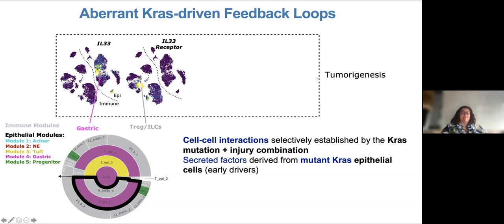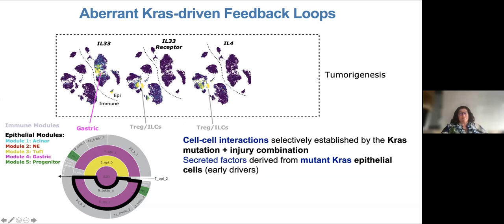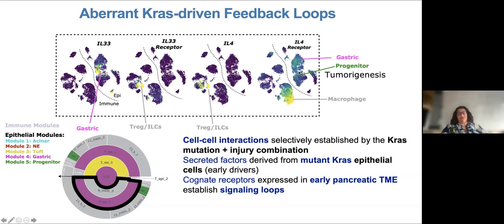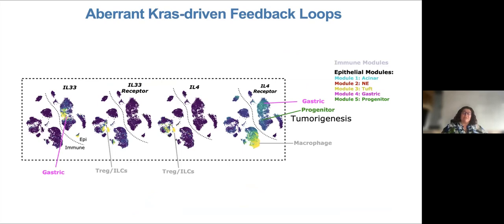These Tregs and ILCs not only are able to get the IL-33 receptor, they're expressing IL-4, which is able to signal back both into the epithelial compartment as well as the macrophage compartment. And IL-4 receptors we see on both the gastric and the progenitor modules. The progenitor module is able to receive a lot of signal, explaining why it's so plastic. And again, these two modules are very active in the shared PDAC cluster. I just want to really stress that. And again, this is very KRAS mutant specific.